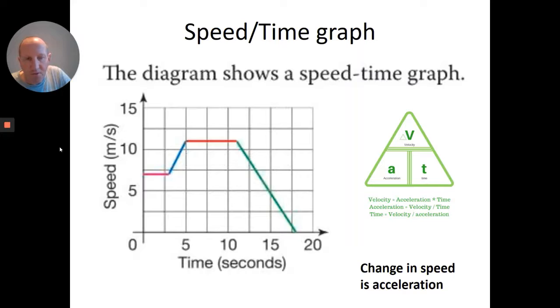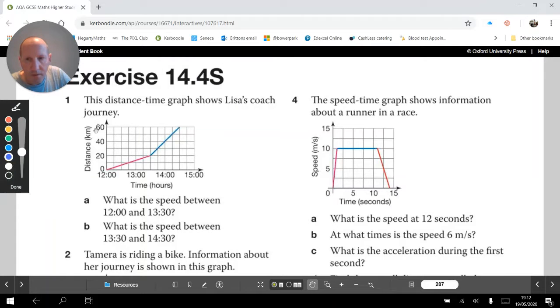Hopefully that's given you a reasonable idea of the ideas we look at, and I will now do a few questions for you. So this is 14.S on Caboodle, and we've got a distance time graph similar to the one I went through on the PowerPoint, so I won't talk about it in too much detail. What's the speed between 12 o'clock and 13:30?